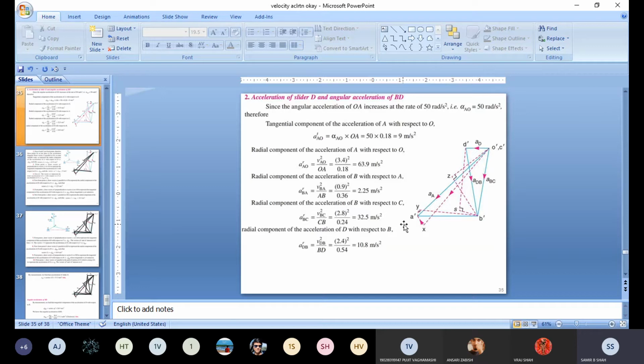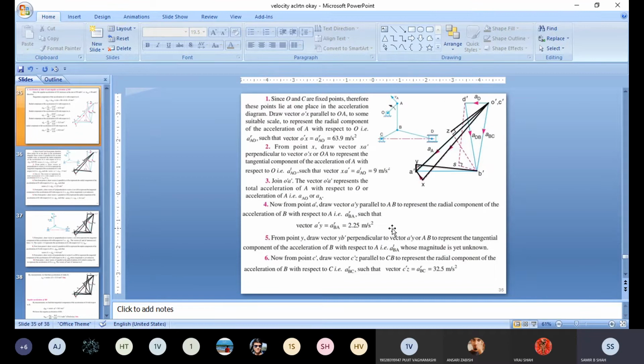Now you can see O dash A dash here. It is visible very easily here. From A dash, you can compare every time with this space diagram, so it is easy for you. From A dash, what we have to do is draw AB. Okay, we have initially drawn AB. So we talk about AB now.